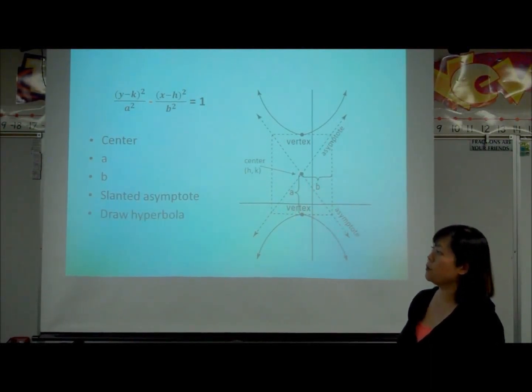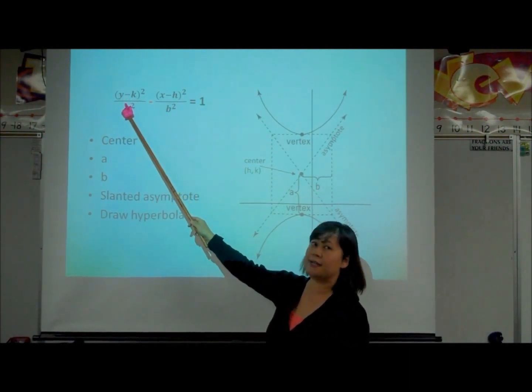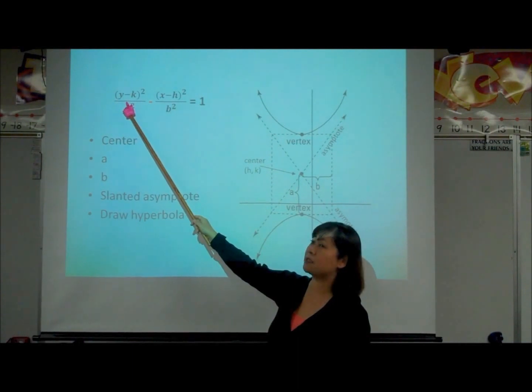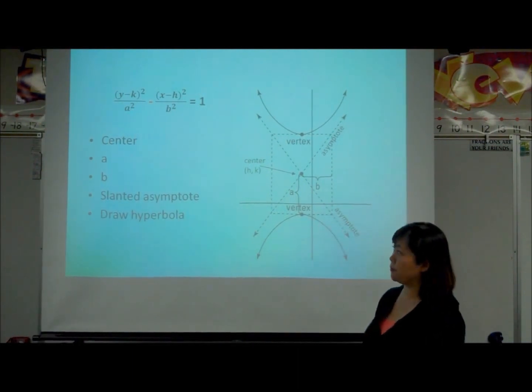Okay? And we talked about hyperbolas. So the drawing of the hyperbola is determined by the x-axis or the y-axis that is first mentioned in the equation right there. So let's go ahead and do an example then.